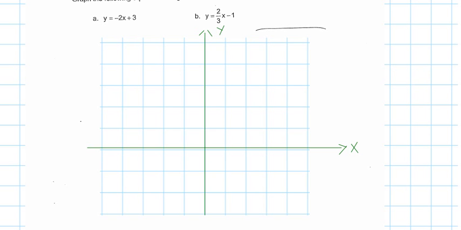Yes, exactly. All right, so if you look at your first equation, y equals -2x plus 3. Let's look at what your slope is and what your y-intercept is. So what's your slope? Yeah, so the slope is -2.